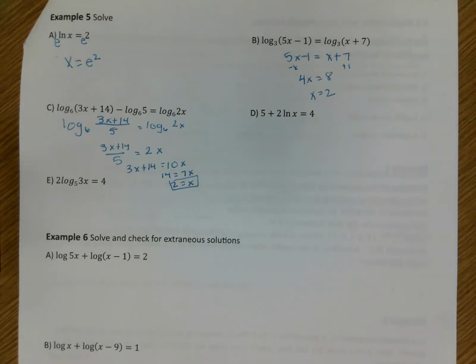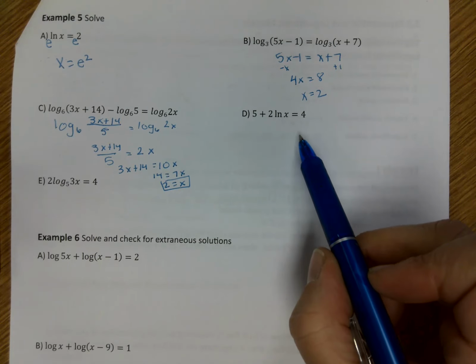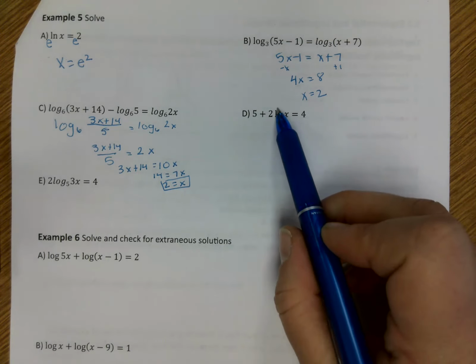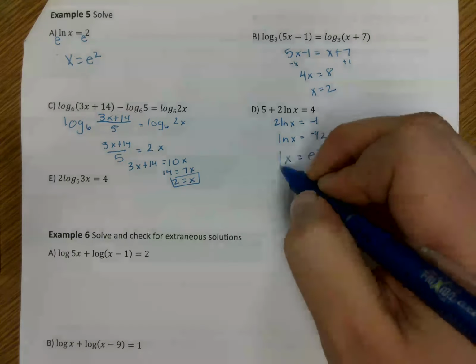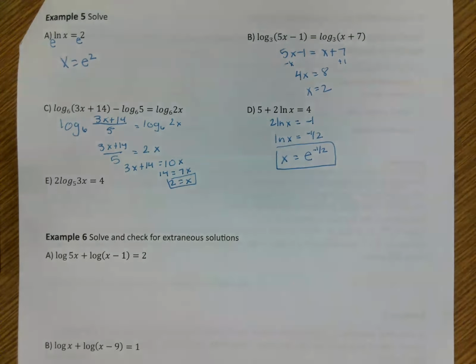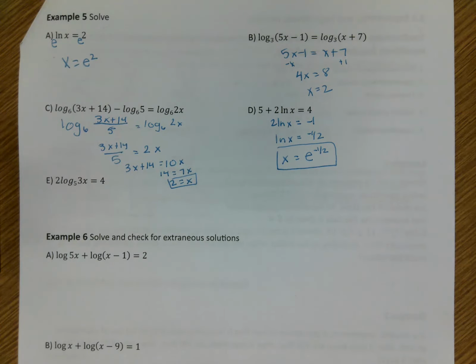And you should have gotten that 2 is equal to x. For D, I want you to try to pause the video and get this by itself. Again, you always want to get that log by itself first. And for this one, you should have e raised to the negative 1/2. Again, you could put that into your calculator and get that to the nearest decimal. And finally, I want you to try to do e by yourself.